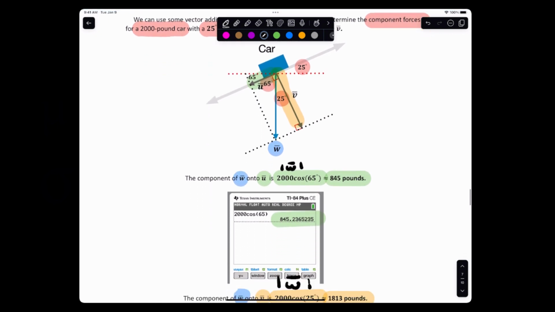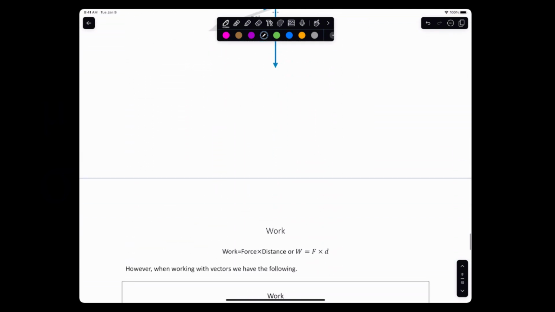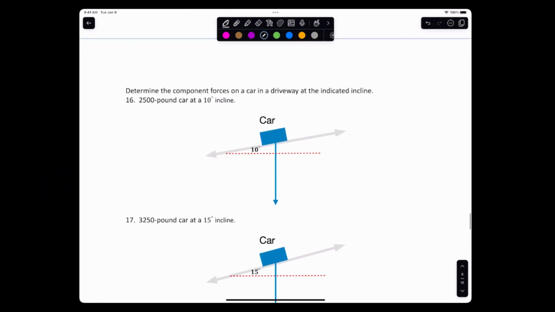Okay? And so if you said, well, what about this other situation here? What about these other two? How do we handle this? Now you have a 2,500 pound car on that 10-degree incline, right? How do you handle this 10-degree incline? It's going to be done the same way. So you have this vector W here.